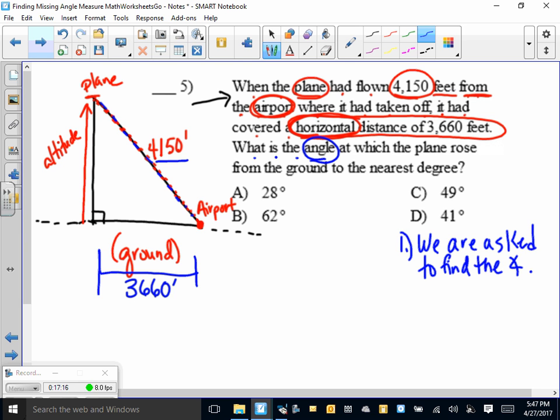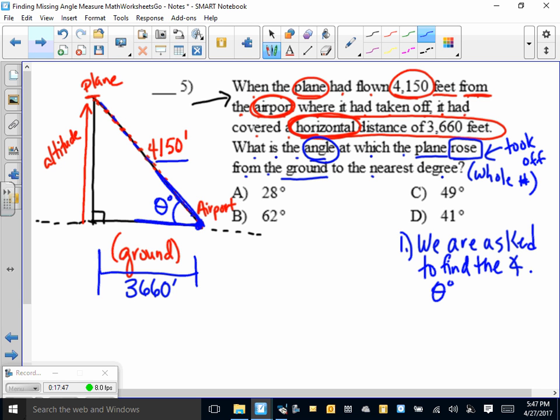So we're asked to find the angle, which we know is going to be our theta, at which the plane took off from the ground to the nearest degree. Again, nearest whole number. If the airplane's here and takes off, it rises and goes this direction. So the ground is this direction, so our reference angle is right here.